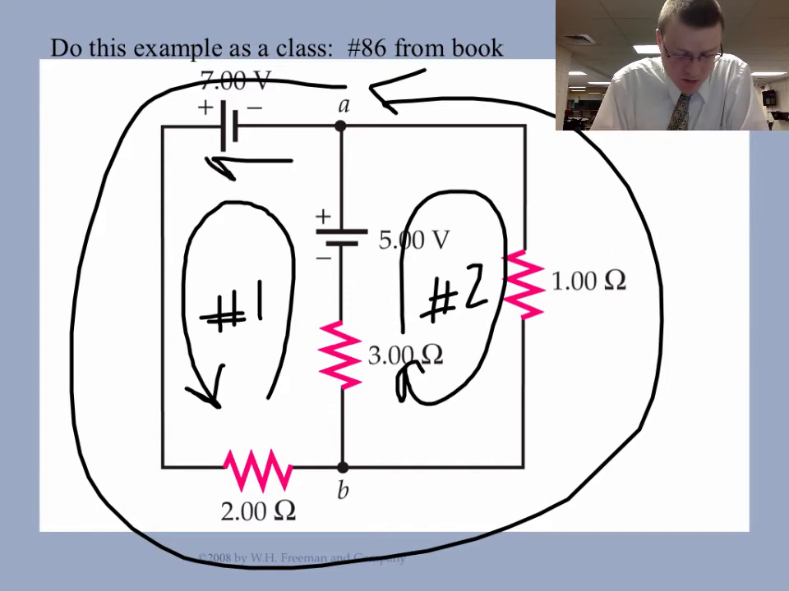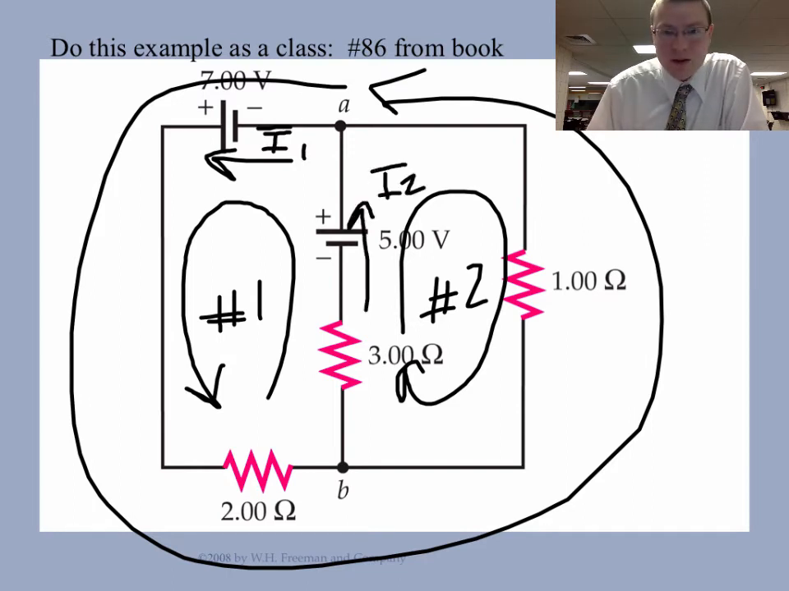Let's call I1 the current that goes out of the first battery. Let's call I2 the current that comes out of the second battery. And to pick a direction here, let's call I3 the current that goes around that last loop. So I've got 3 different currents here. They're all meeting at junction A, and it looks like they're all morphing into current 1 that goes through the 7 volt battery.